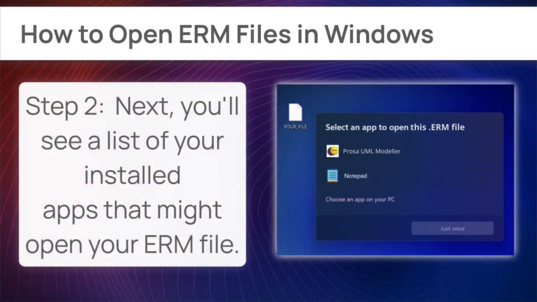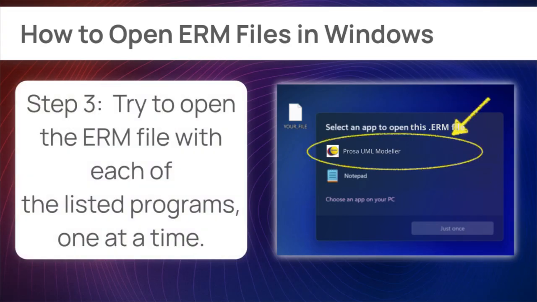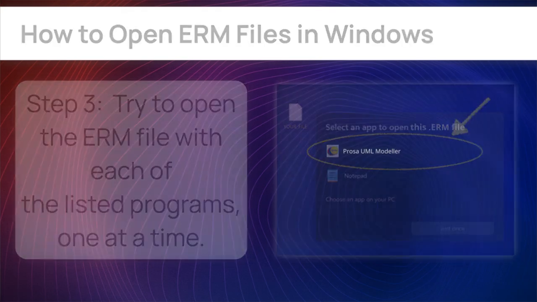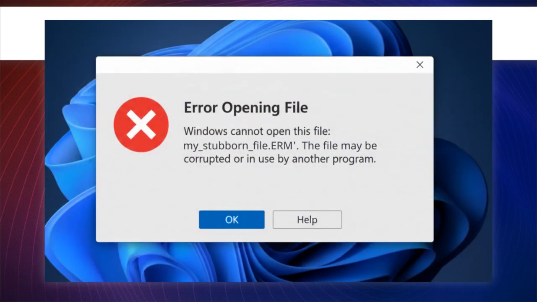Right-click your ERM file and choose Open With. Test Prosa UML Modeler first. If it fails, select another application. The right reader is in there somewhere. If you still can't open the ERM file, it's okay.